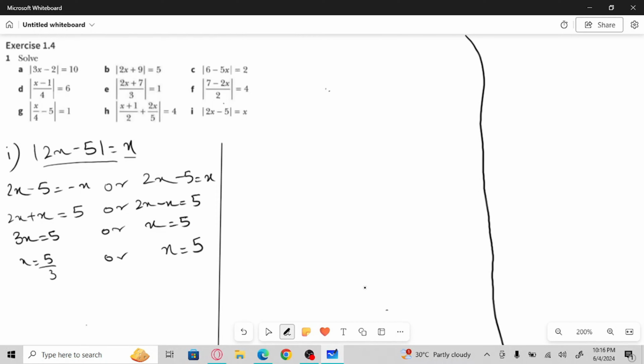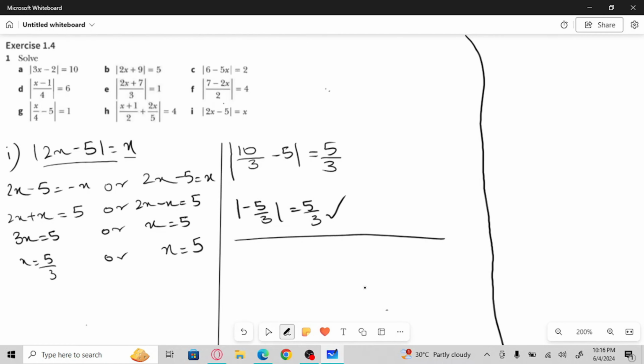Now you will just input them into the question and we will get 2 multiplied by 5 upon 3 is equal to 10 upon 3 minus 5 is equal to 5 upon 3. That's simple. 10 upon 3 minus 5, again, use a calculator, makes life much easier. So negative 5 upon 3 in a modulus should be equal to 5 upon 3, which is correct. So this input is correct. The second input says that x equals 5. So 2 times 5 is 10, minus 5 is equal to 5, which is again correct. So we have two values of x again, x equals 5 and x equals 5 upon 3. Thank you. That's for question 1.